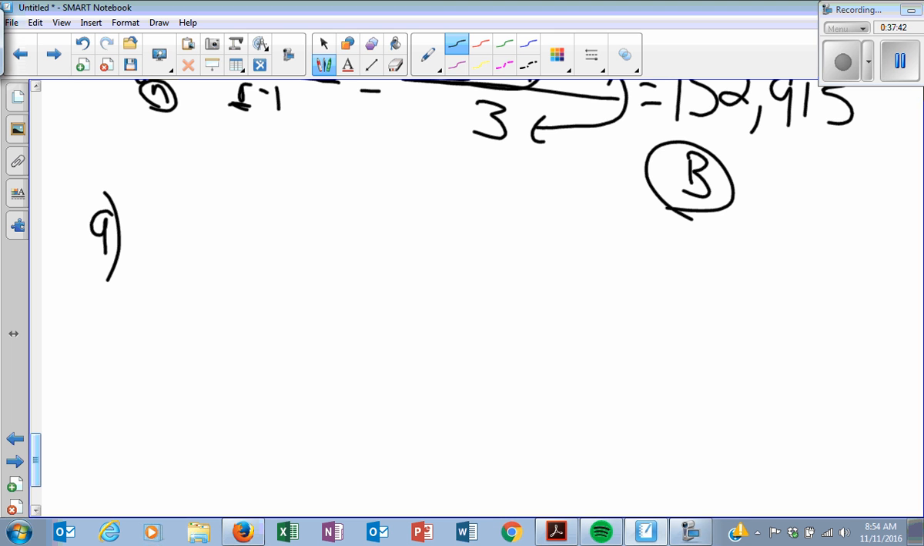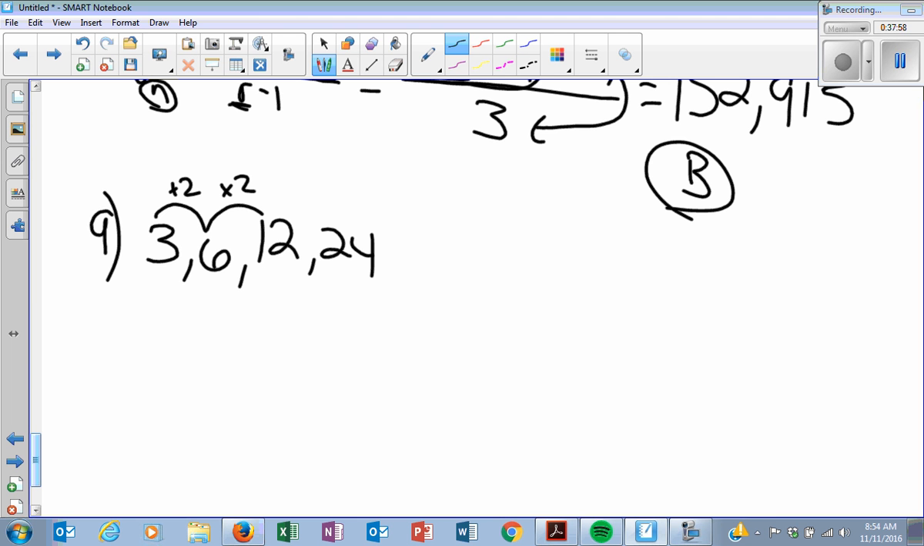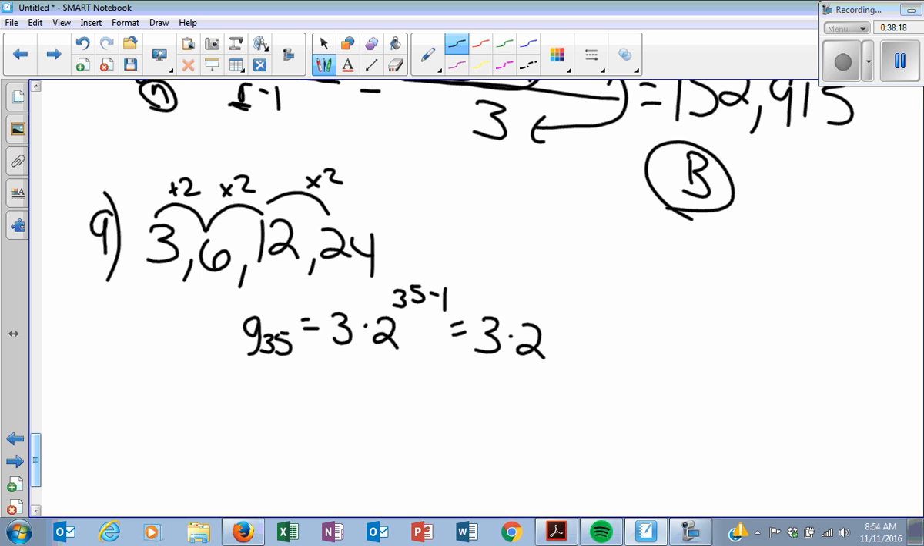It says compute the 35th term of the sequence. So this is 3, 6, 12, 24. If I go from here, I could look at this and go, oh, that's plus 3, but then I go here, that's not plus 3. This is times 2, that's times 2, that's times 2. So I know that this is going to be geometric. So my explicit formula says G35 equals the first term, 3, times the common ratio, 2, to the n minus 1 power. So really it equals 3 times 2 to the 34th power.